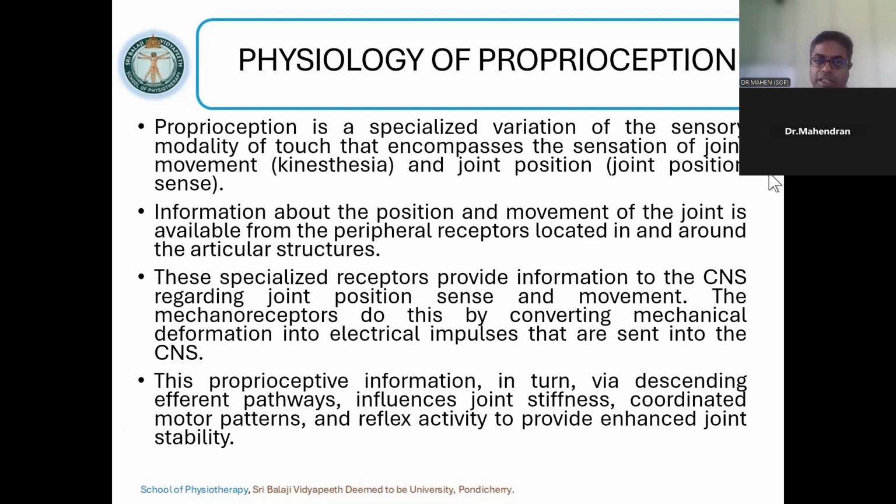So proprioceptor is a kind of mechanoreceptor. There are many varieties of mechanoreceptors. Proprioceptor is one type of receptor. So its main function is to sense the joint position and the joint movement.